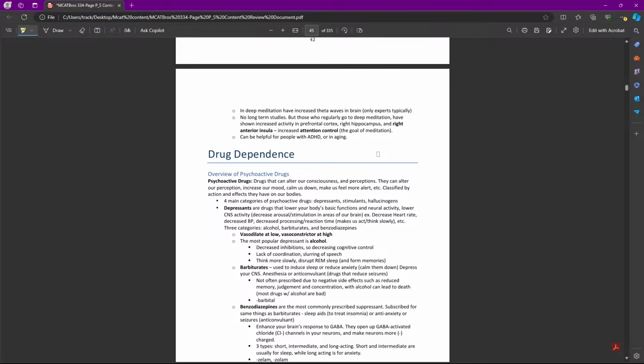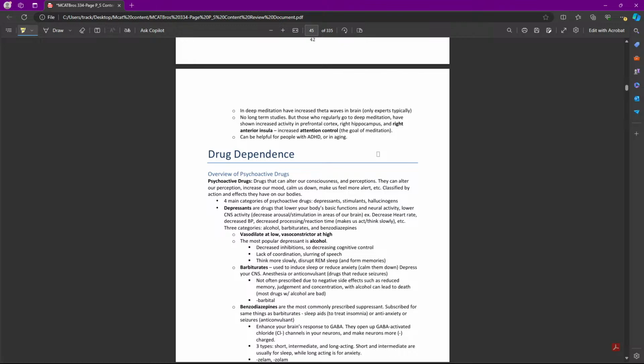Depressants are drugs that lower our body's basic function and neural activity. They reduce our central nervous system by increasing the amount of GABA that's being released, because GABA is an inhibitory neurotransmitter. They can do this by decreasing heart rate, blood pressure, and reaction time. There are three categories of depressants: alcohol, barbiturates, and benzodiazepines.